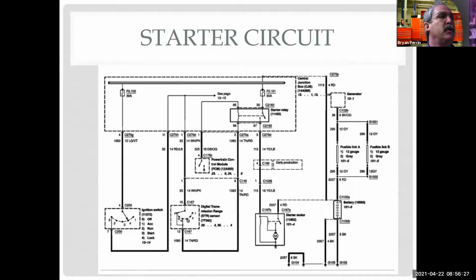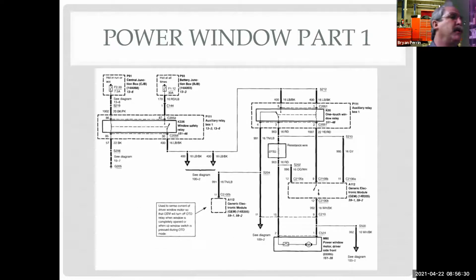So I'm going to introduce you to probably the most complicated schematic you're ever going to get on a vehicle, and that is power windows. What makes power windows so hard is that we're switching both the power and the ground, and we're doing them at the same time.